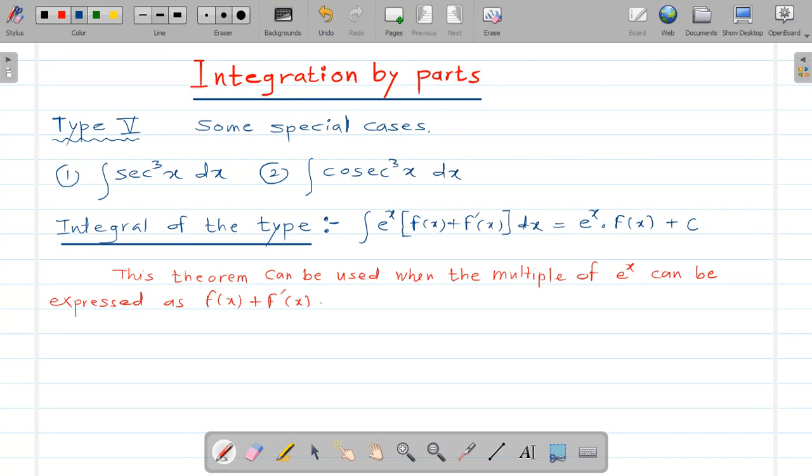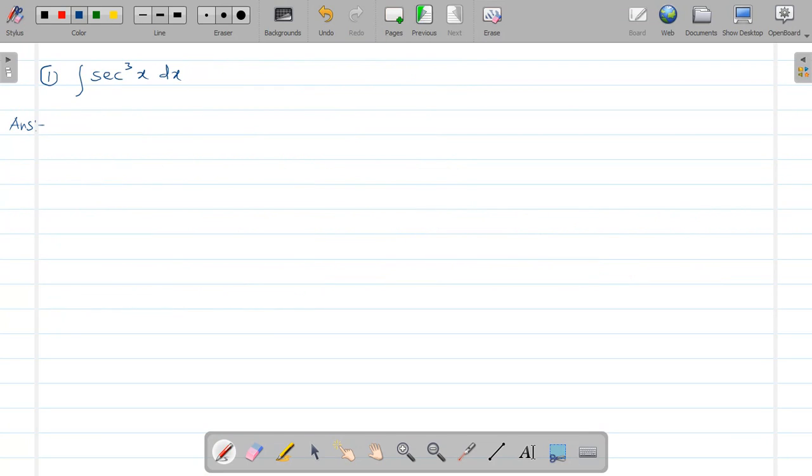So this theorem can be used when the multiple of e raised to x can be expressed as f of x plus f dash x. So we will solve some integrations related to this theorem, or this rule, also. Okay, so let us see. Now evaluate the integration sec cube x dx. So let us consider I is equal to integration of sec cube x dx.